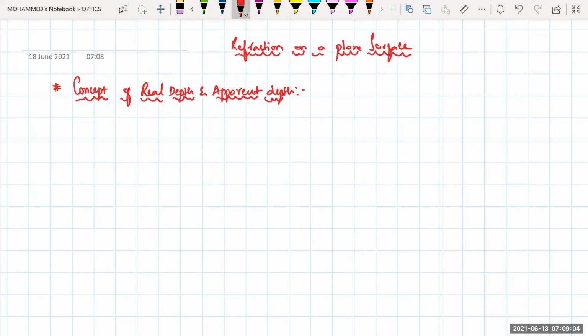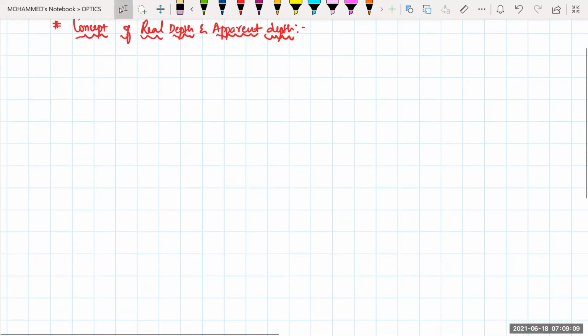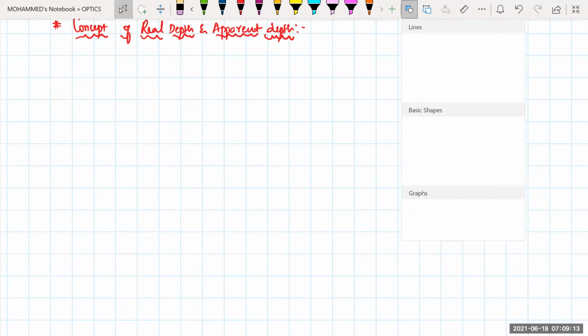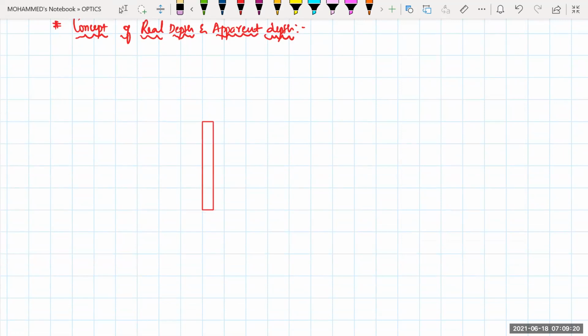If a 5 rupee coin is placed in a beaker and we see it from the outer side, what happens? It appears to be a little bit raised. Yes, sir, it looks bigger. Such a condition is called apparent depth.